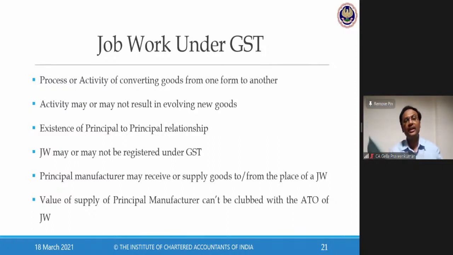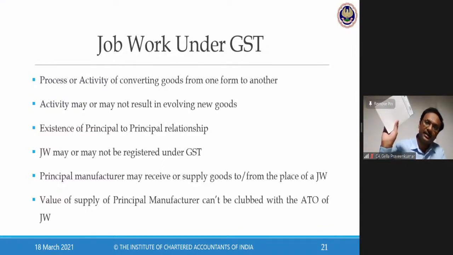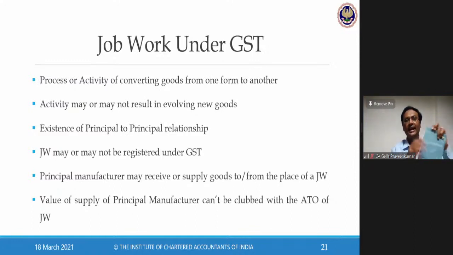Now what happens here? The loose sheets are supplied by the principal. The hard cardboard is supplied by the principal. This covering sheet is also supplied by the principal. What I will do, I apply the glue across, I cut in the desired shape, I make all the sides even, and I supply this finished product to my principal. This could be an activity called job work. So job work is a process or an activity where goods can be converted from one form to another form. A paper could have been converted into a scribbling pad. Now this could be a job work.